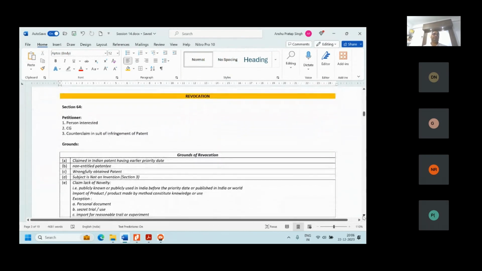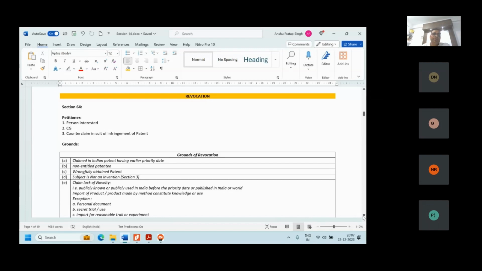Now we are talking about revocation. Revocation is when you will be deprived of the patent which has been given to you. All the rights will be taken away. So how can this be done and what should the grounds be? Remember, pre-grant opposition is before the patent is granted. After the grant, you have only 1 year within which you can approach and ask for it, and it can be revoked.